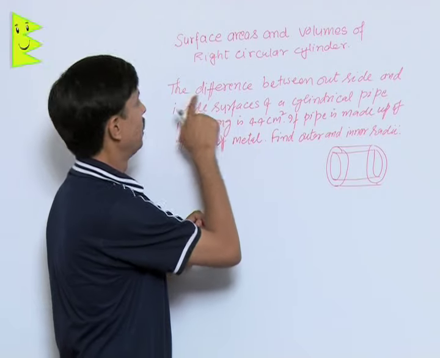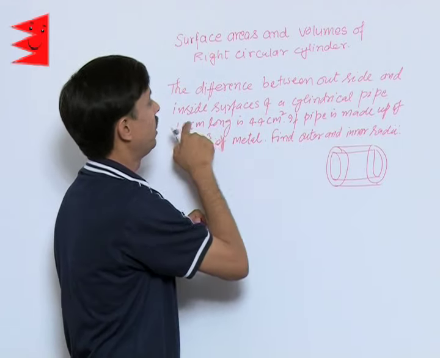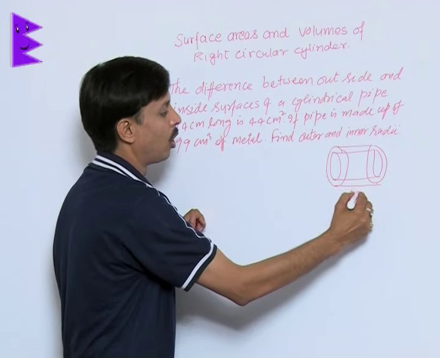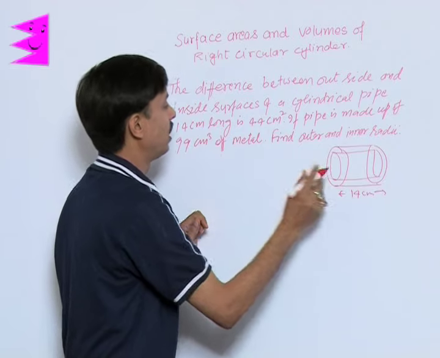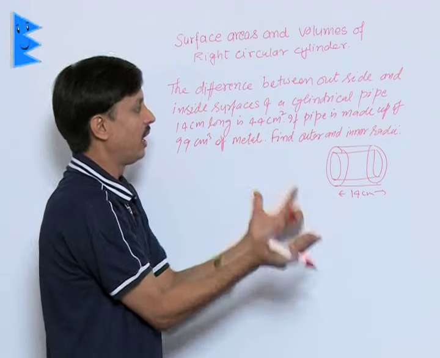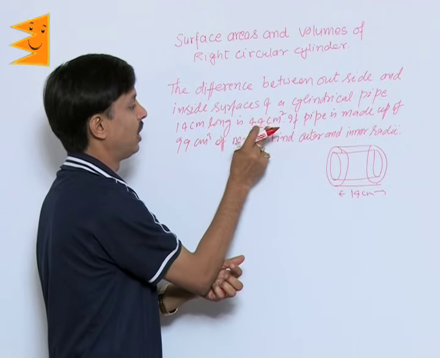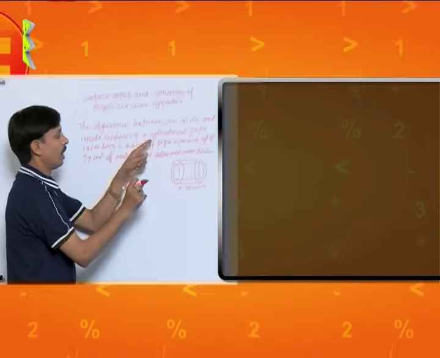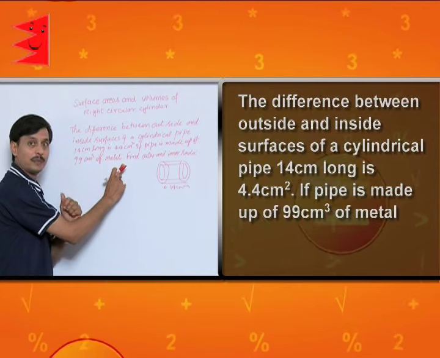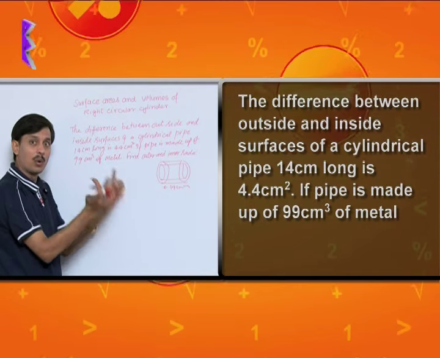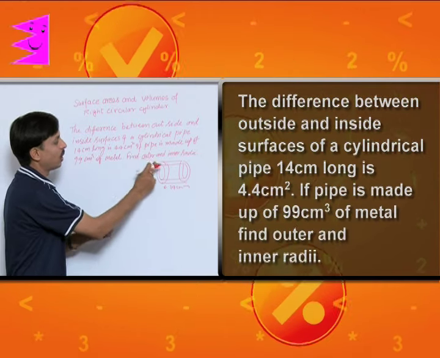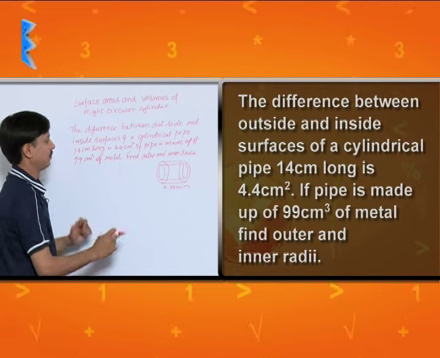What is there? The difference between outside and inside surfaces of a cylindrical pipe 14 centimeter long. This is 14 centimeter in length. The difference of the outer surface area and inner surface area is 44 centimeter square. And the pipe is made up of 99 centimeter cubic of metal. Means difference between outer volume and inner volume is 99 centimeter cube. Find outer and inner radii.